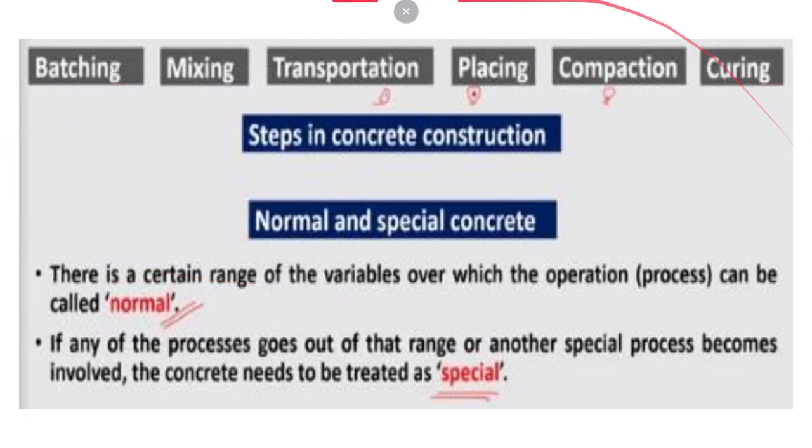As we have discussed initially also, the steps of manufacturing concrete are the following: batching, mixing, transporting, placing, compacting and curing. So these are the steps in concrete construction. As we also have studied, what is the difference between normal and special concrete? In these steps, there is a certain range of the variables over which the operation process can be called normal.